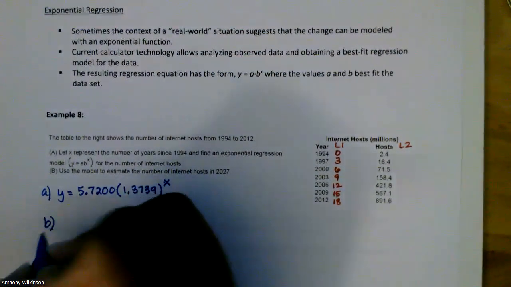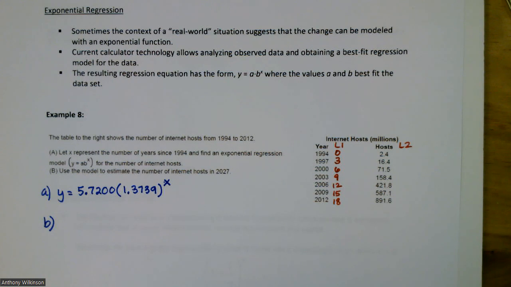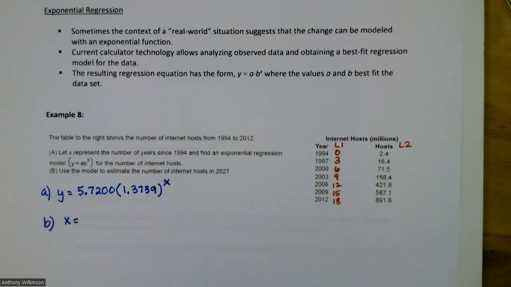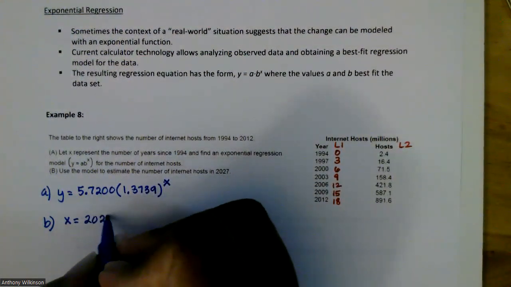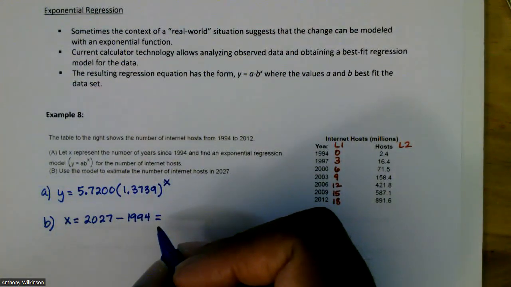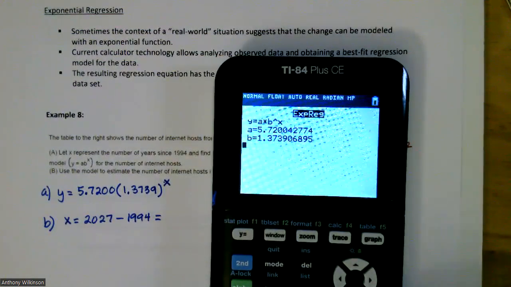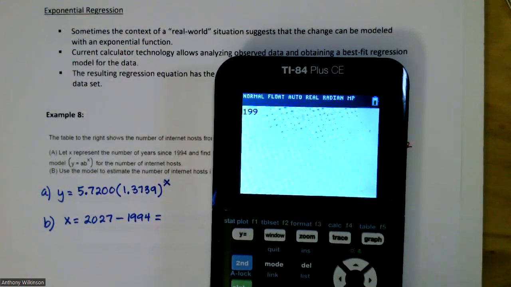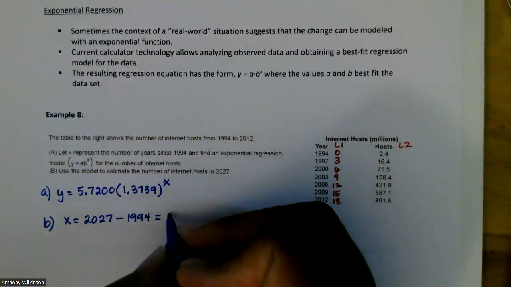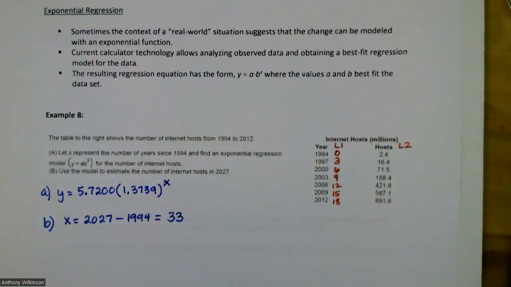Now, part B, we're going to use that model to estimate the number of internet hosts in 2027. So X represents the number of years after 1994. So we're dealing with 2027. We need to subtract 1994 from 2027. So 2027 minus 1994 would be 33. So X in this case will be 33. That's 33 years after 1994.